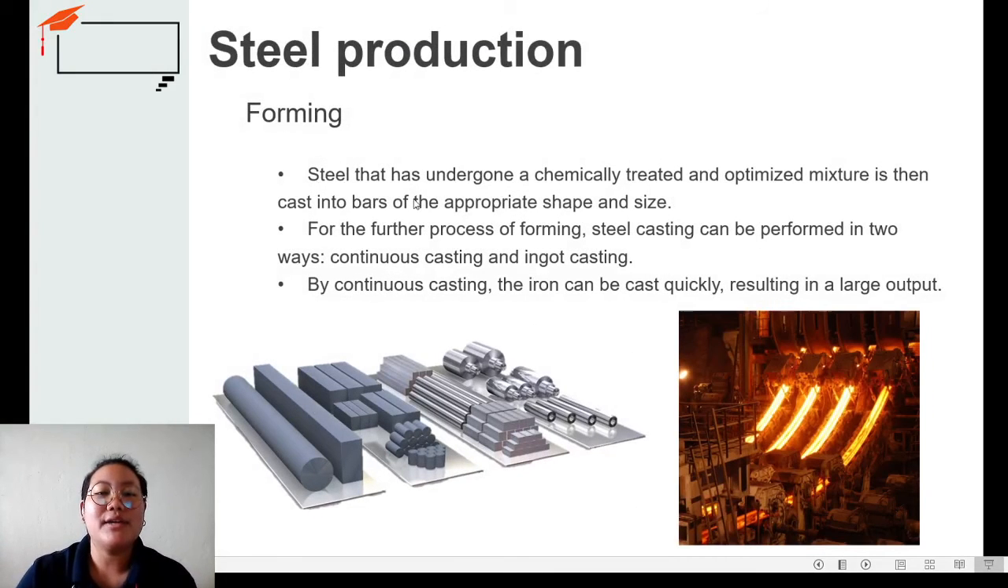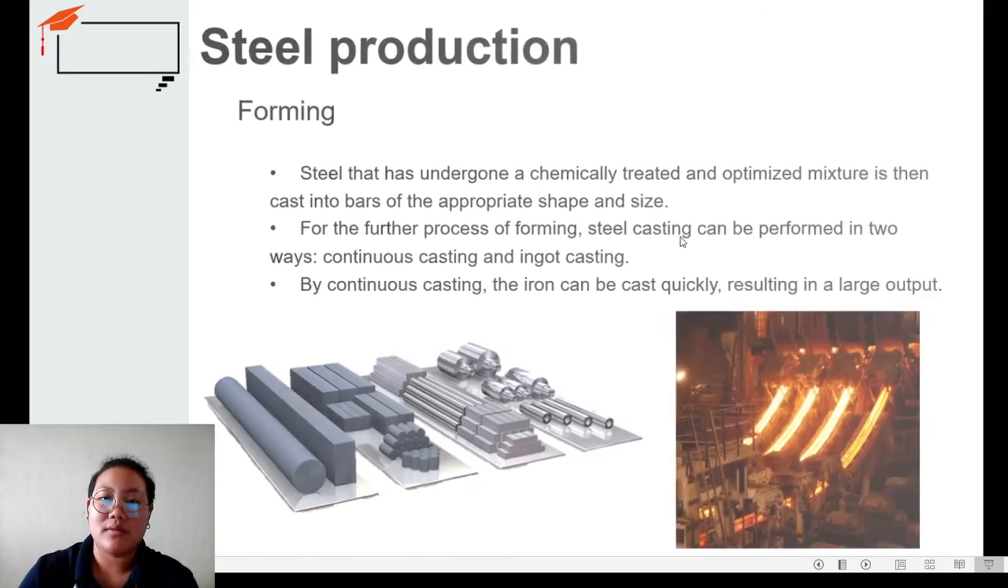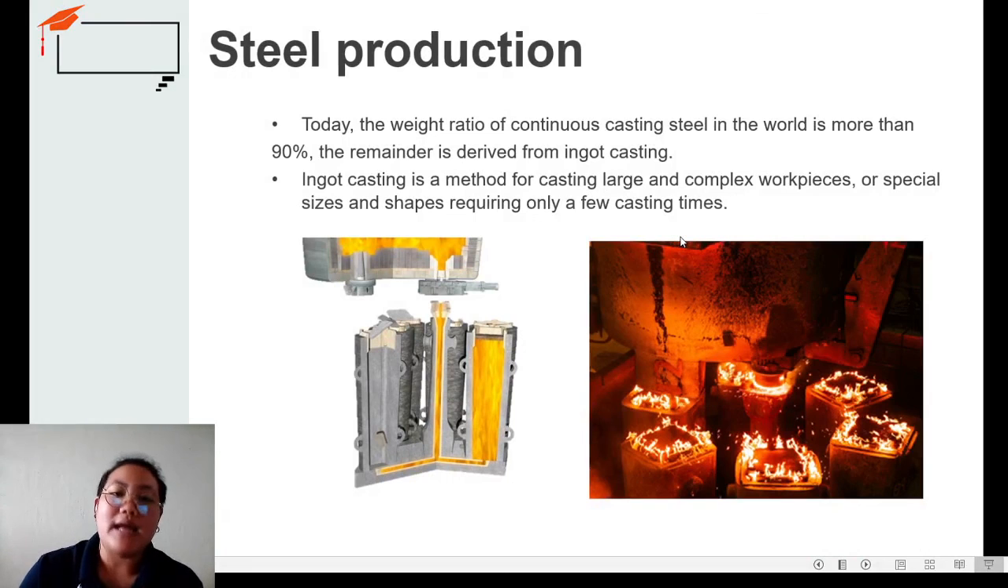Forming. Steel that has been chemically treated and optimized in mixture is cast into iron bars approaching the shape and size for the next process. Steel can be formed in two ways: one, continuous casting, and two, ingot casting. By continuous casting, the iron can be cast quickly with a large output. Today, the weight ratio of continuous casting steel in the world is more than 90%. The remainder comes from ingot casting.